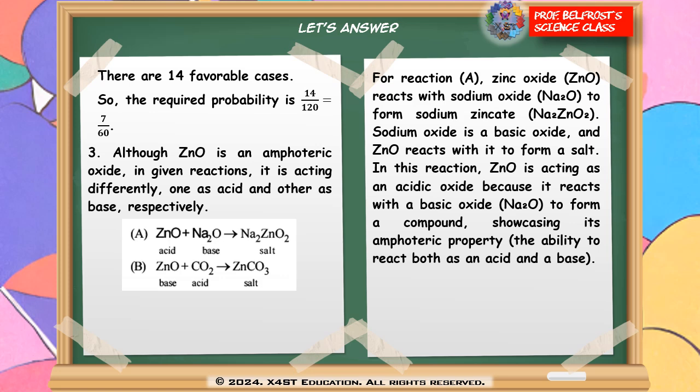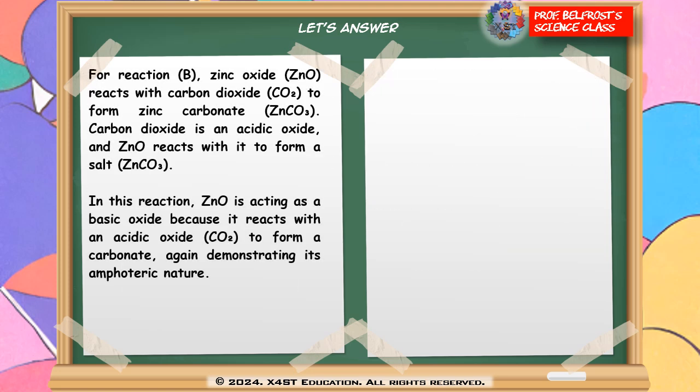But for B, zinc oxide reacts with carbon dioxide to form zinc carbonate. Carbon dioxide is an acidic oxide, and zinc oxide here reacts with it to form a salt. So in this reaction, zinc oxide is acting as a basic oxide because it reacts with an acidic oxide to form a carbonate, again demonstrating the amphoteric nature. It means that it can act as acid and base. It actually depends on the reaction.